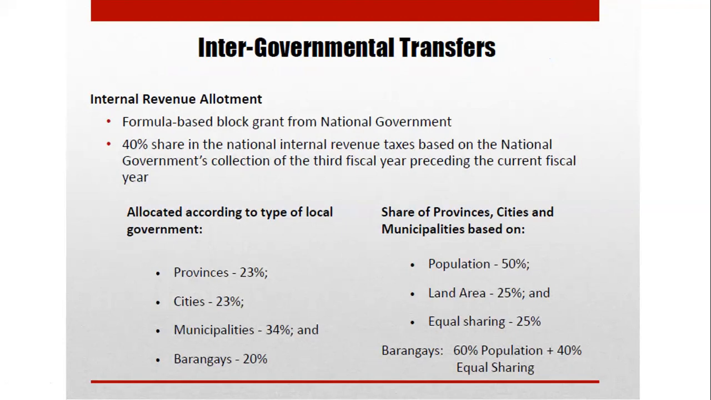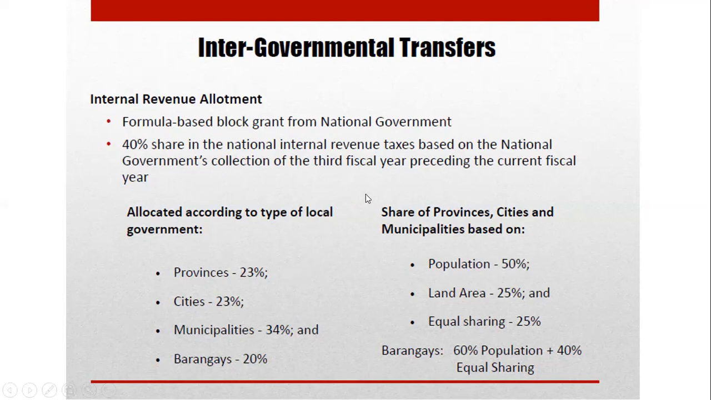However, the national government is required to allot or to share with the local government 40% of the internal revenue taxes of businessmen in Baguio. Now, this is the allocation of the 40% share of the local government. 23% goes to the province, 23% goes to cities, and 34% goes to municipalities, and 20% goes to barangays.